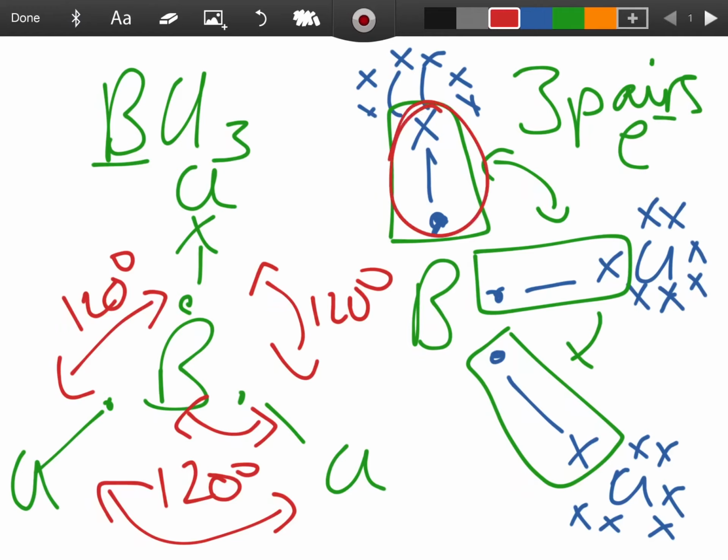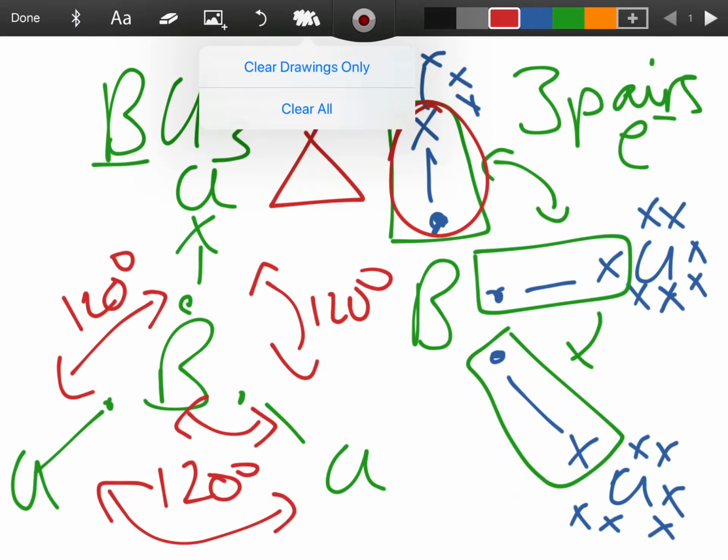Remember, the bond is the glue that's sticking the boron to the chlorine atom. So it's the pair of electrons that are being shared in there between the two atoms. That's what sticks the atoms together in the molecule. So the bond angle there is 120, and we call that shape triangular planar because it's like a triangle, or trigonal planar. I normally use the word triangular planar, so maybe we'll stick with that.